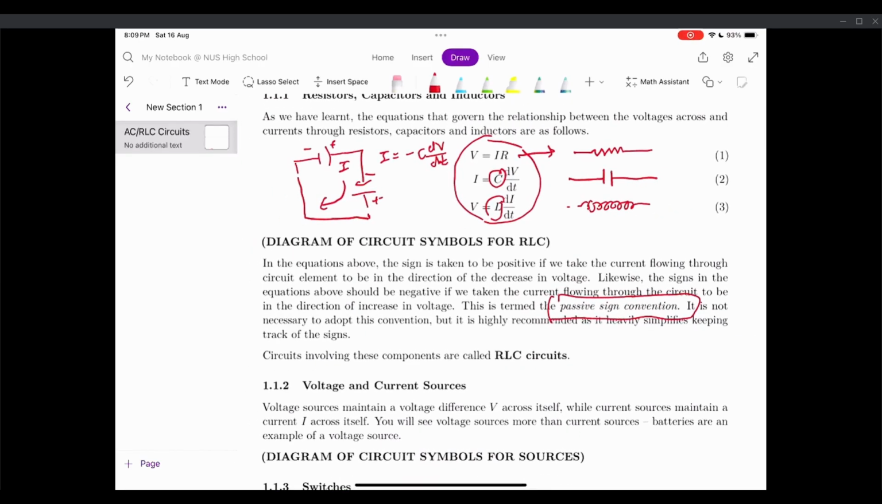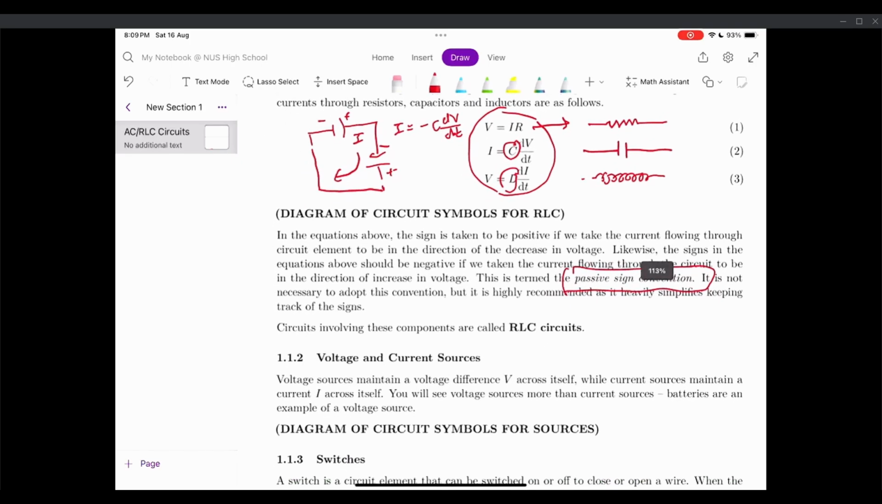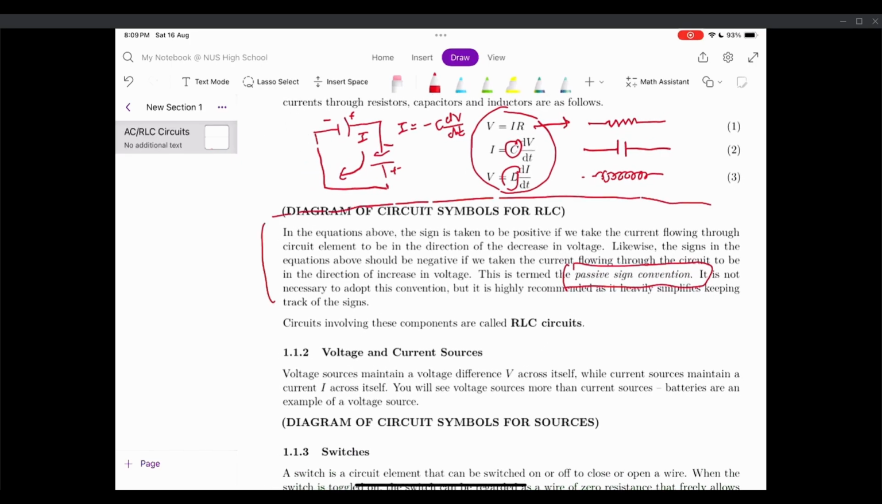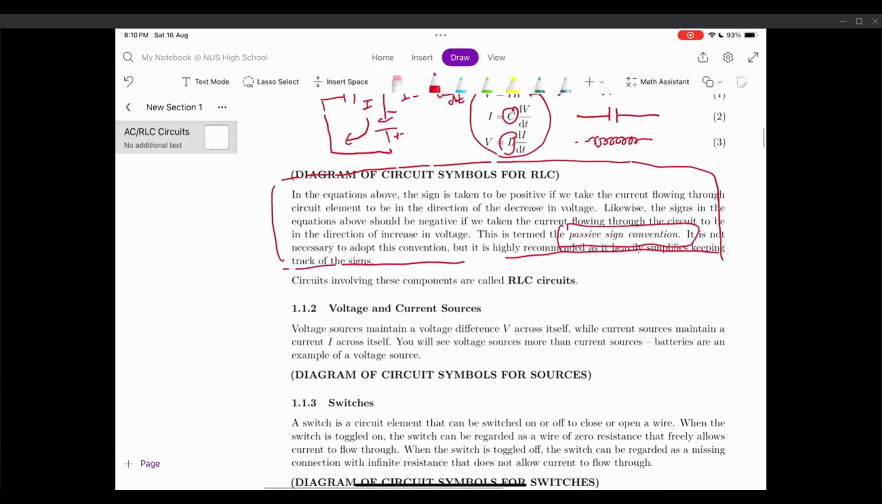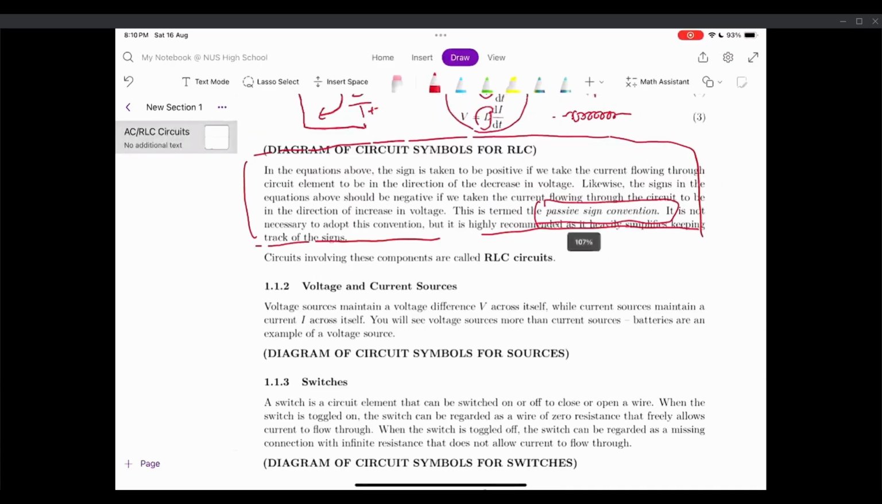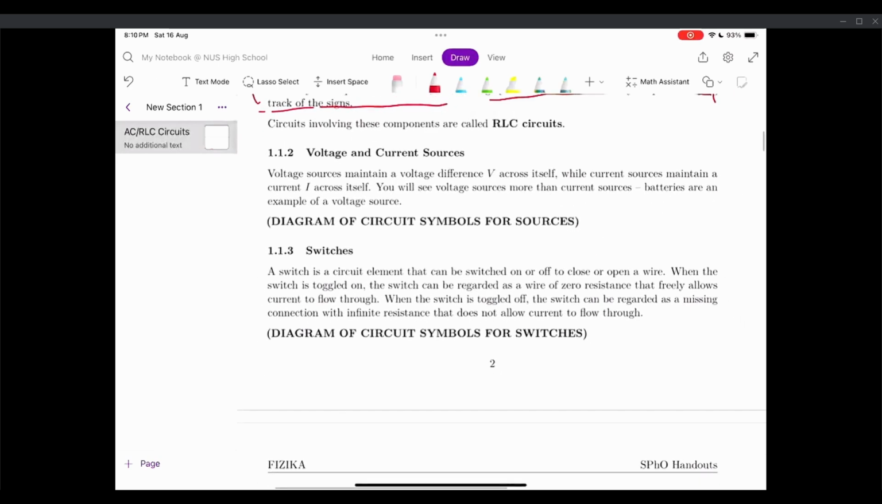If you want to make sure that your signs are correct all the time, you are very strongly recommended to follow a convention, and this is the convention that some of us usually take. It's very helpful. The whole detail should be written here, so you can always read it again if you don't remember. But that's the passive sign convention. And any circuits that involve all these components, we call them RLC circuits, as I talked about just now.